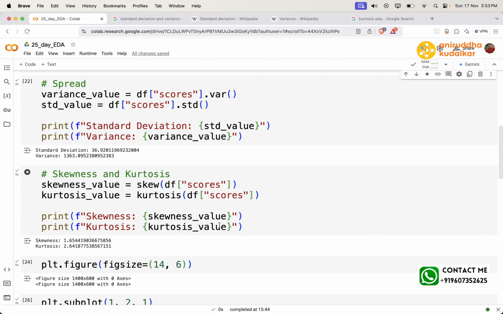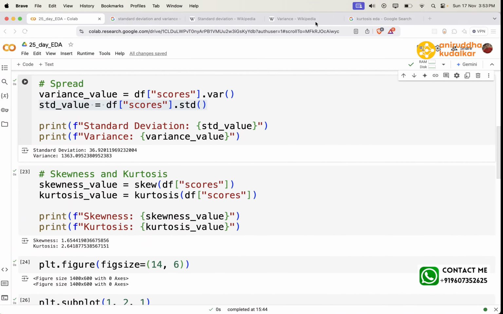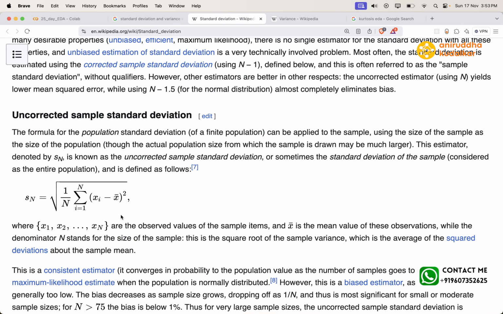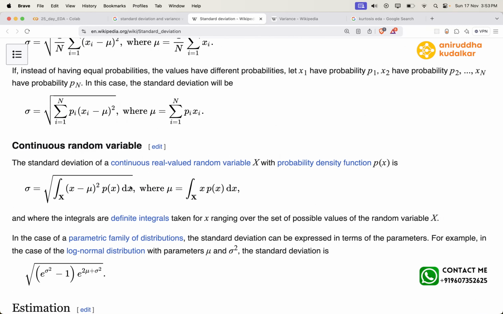If you see dot std, the standard deviation, df scores dot std, internally this formula has been implemented. Remember that internally these formulas are implemented by the pandas team.